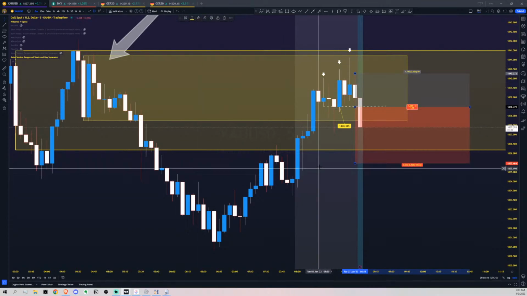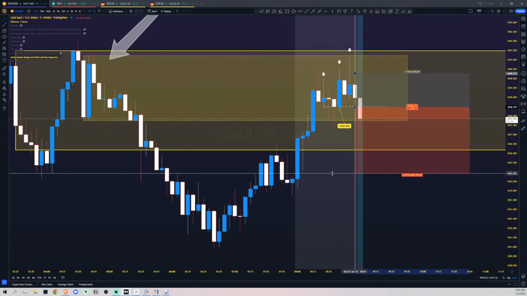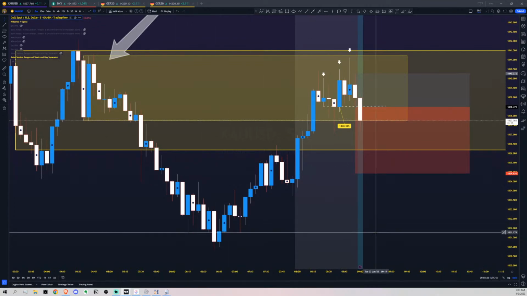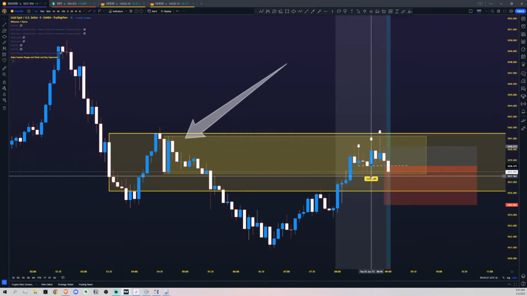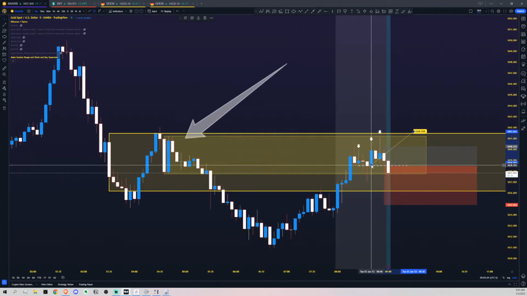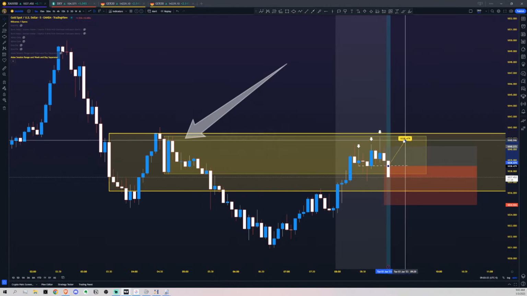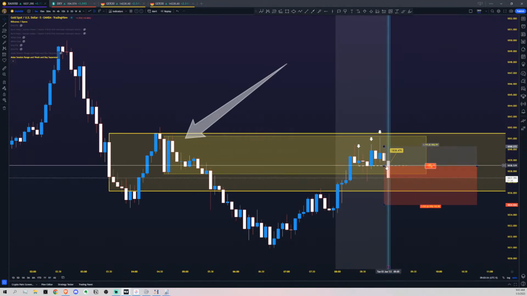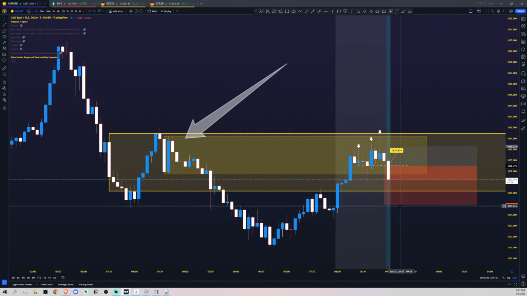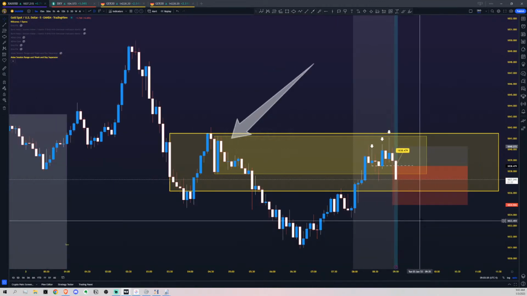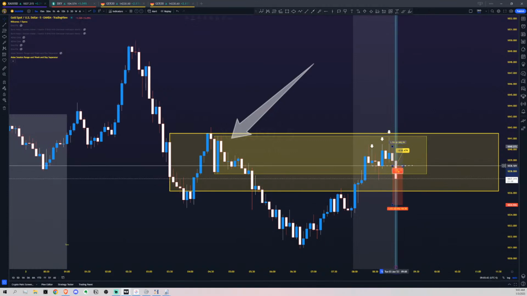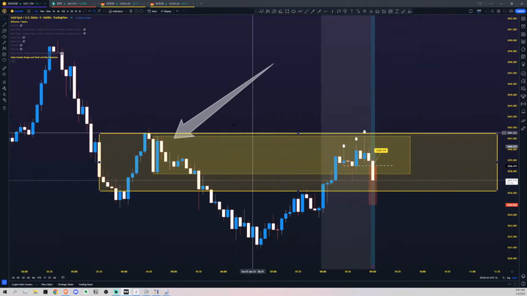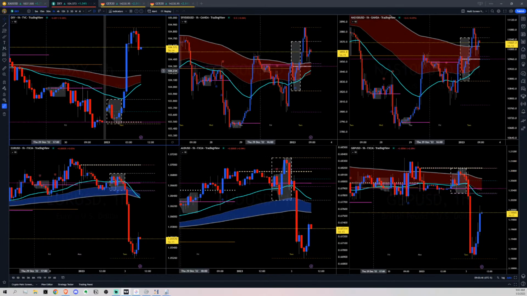It just looks different on my screen. Yeah, we're just waiting on this 1838 level. Try and take it all the way down from here. Go ahead and look at the other markets.